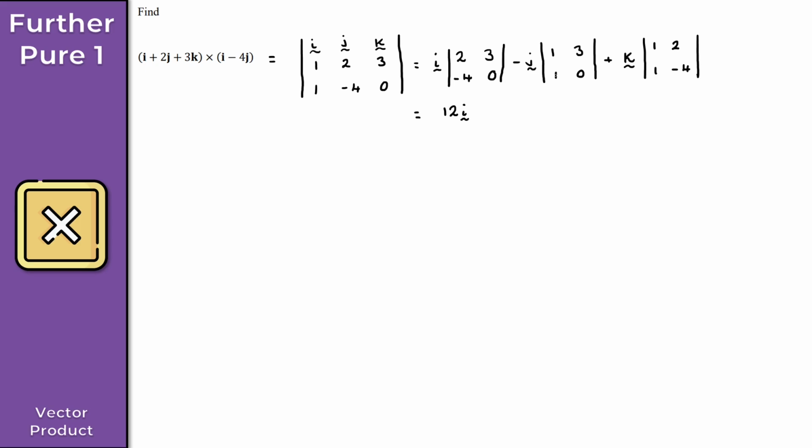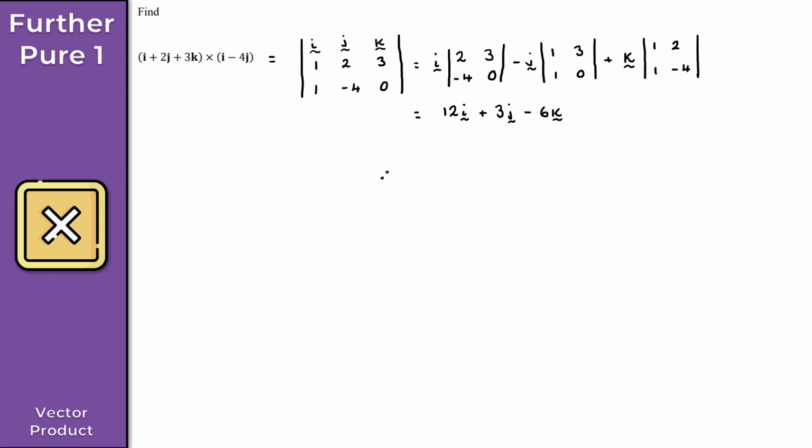Okay, like so. For this 2 by 2 determinant here, we do 1 times 0, which is obviously just 0. We then do minus 3 times 1. So I get minus 3 here times minus j. In that case, here we get plus 3j. Like so. And then finally, for the very last 2 by 2 determinant, we do 1 times minus 4. So that's minus 4. We then do minus 1 times 2. So I get minus 6 there times k. We get minus 6k there. Okay, and there we have it.